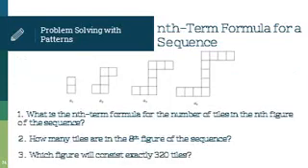Okay, what is the nth formula for the number of tiles in the nth figure of the sequence? How many tiles are in the 8th figure of the sequence? And which figure will cost exactly 320 tiles?